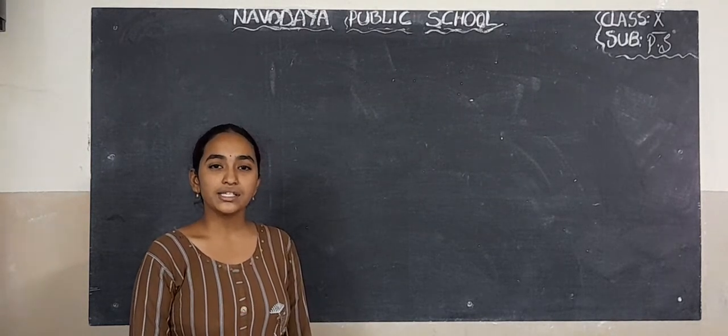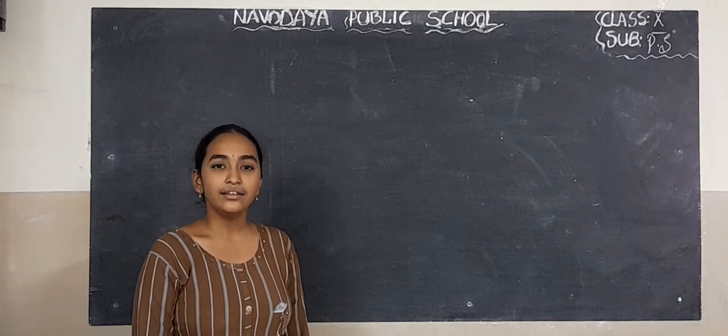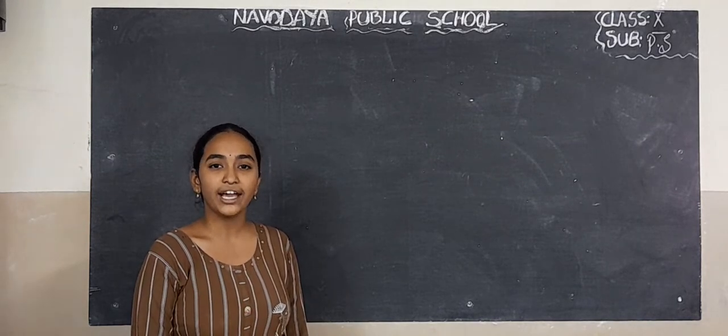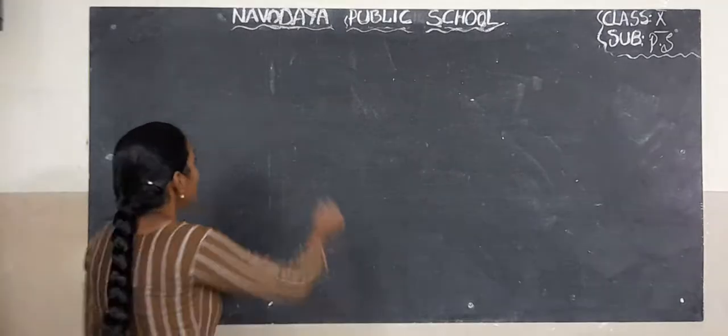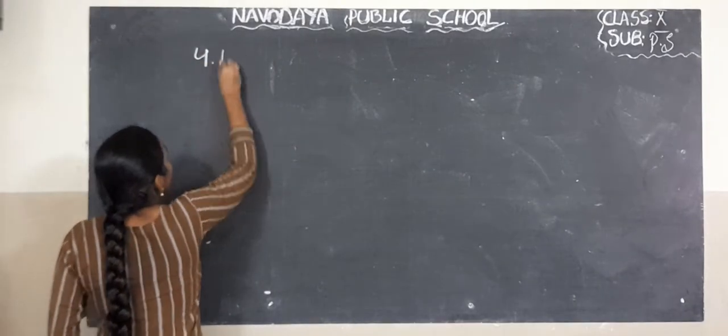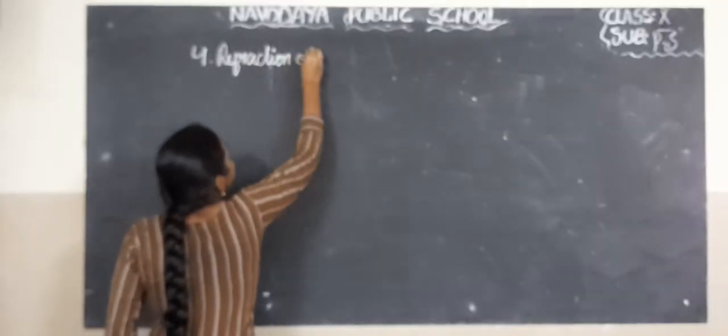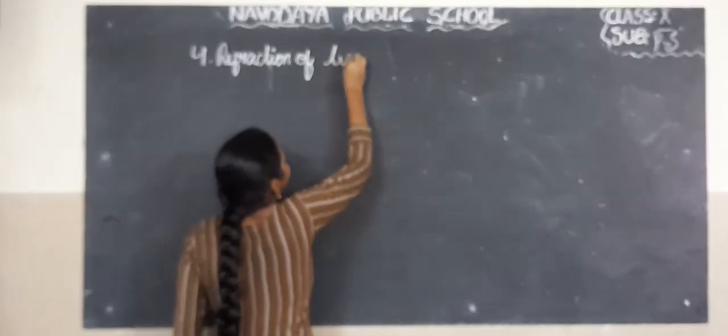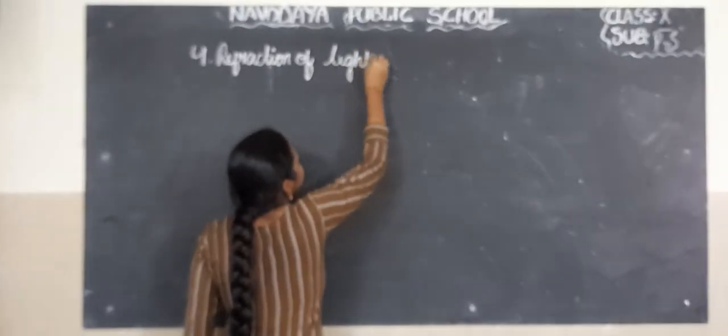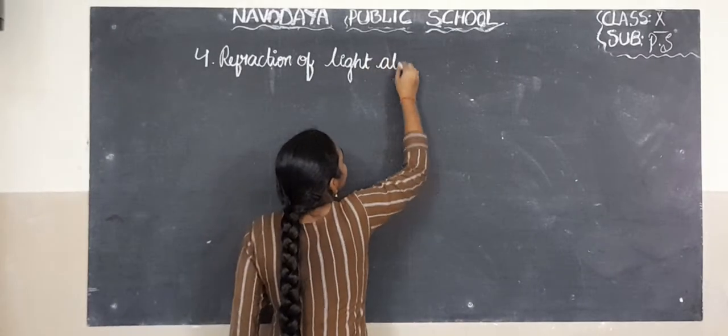Now I am going to explain the fourth lesson in physics, that is refraction of light at curved surfaces.